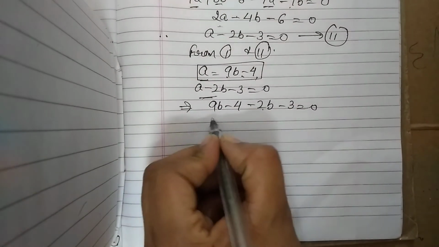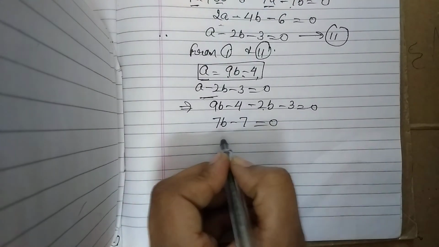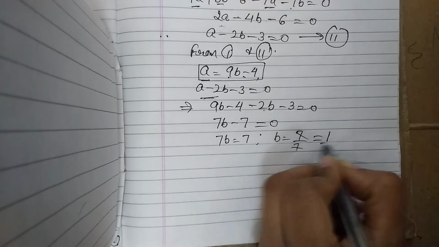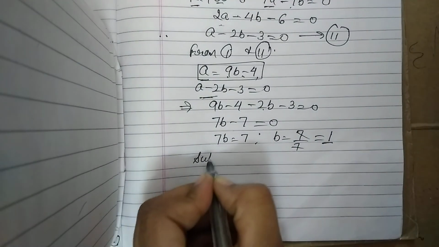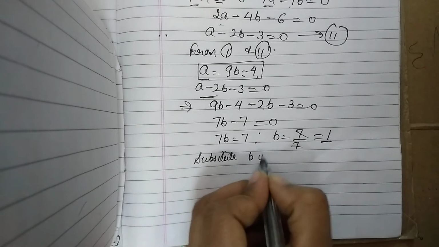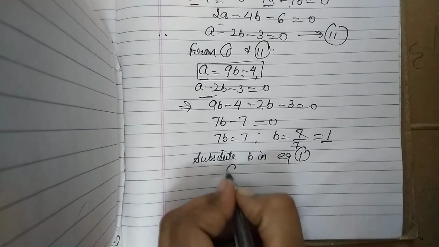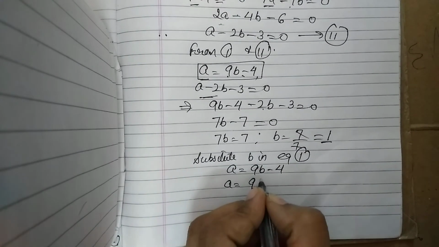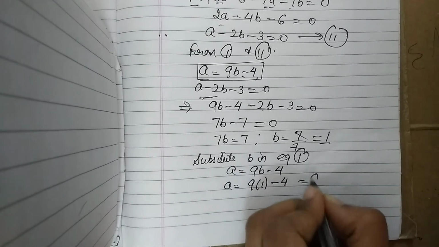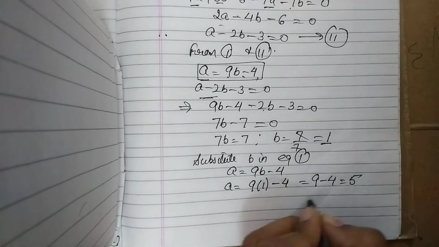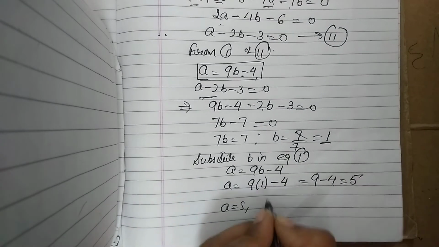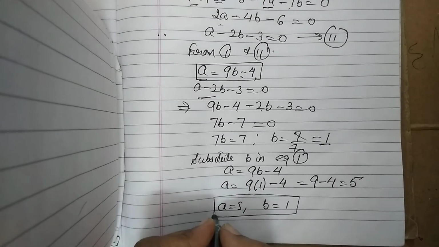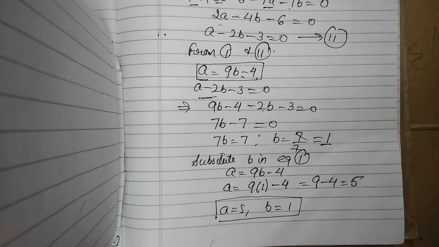9b minus 2b, 7b minus 7 equal to 0. 7b is equal to 7 and b is equal to 7 upon 7, that is 1. Value of b is 1. Now substitute b in equation first, that is a is equal to 9b minus 4. Now a is equal to 9 times 1 minus 4, 9 minus 4 equal to 5. So a is 5 and b is 1. For this value, the given pair of equations have infinitely many solutions.